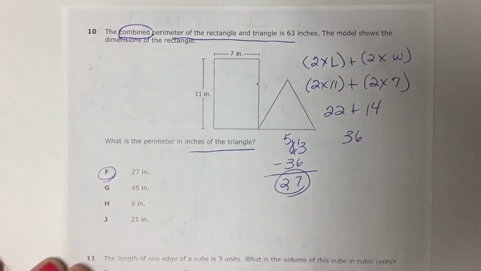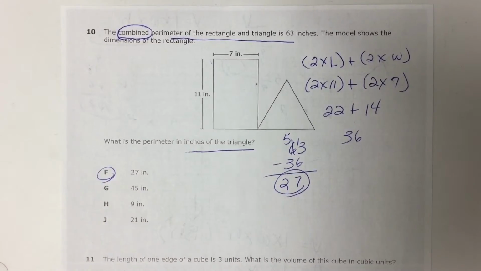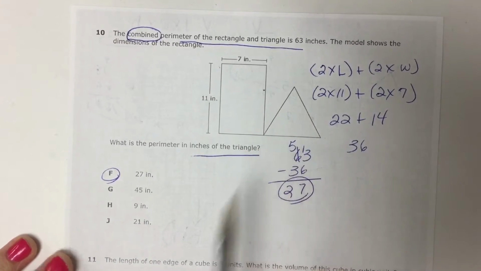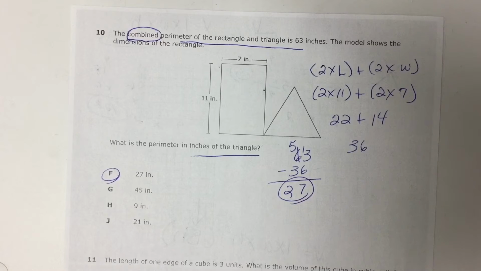Okay, it didn't say what is the length of each side. It just said what's the perimeter. So that means this whole thing, the outline, would be 27 inches.